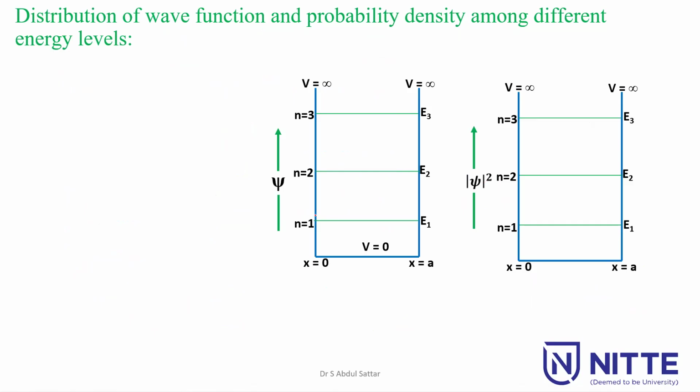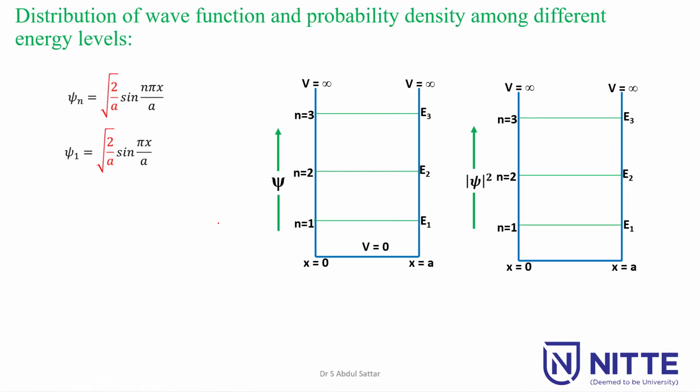So we will take n equal to 1. We already derived the wave function, that is psi n equal to root 2 by a sine n pi x by a. Just now we derived. So first energy level means n equal to 1. So here you put n equal to 1, then you will get psi 1 equal to root 2 by a sine pi x by a. Now how does this distribution take place in between these two?